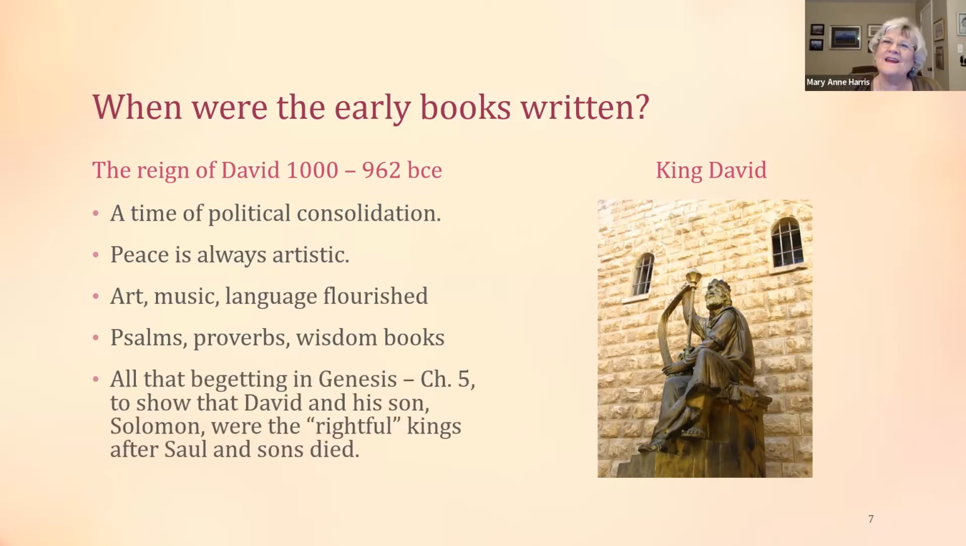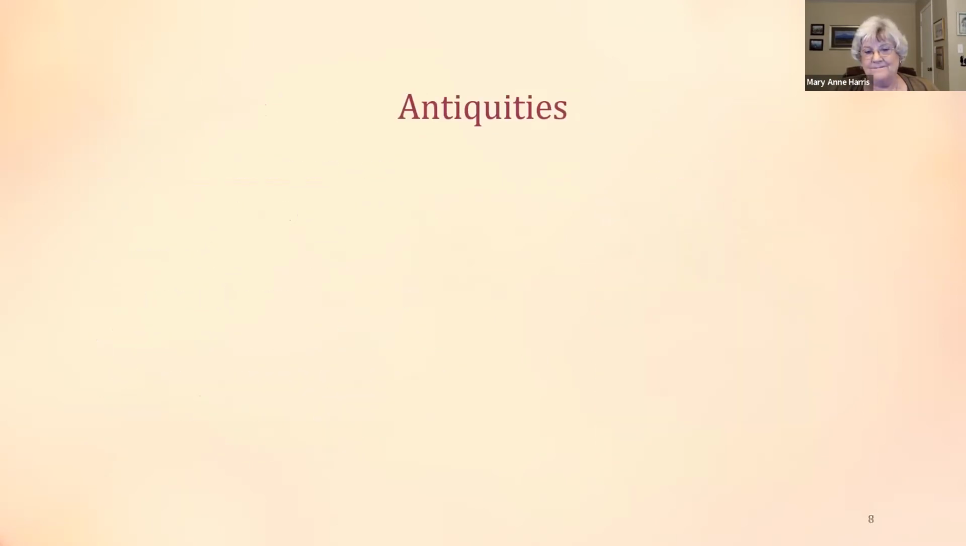And all that beginning in chapter 5 of Genesis, you know, if you ever have trouble sleeping at night, you just pull that chapter out, and within minutes, I guarantee a sound night's sleep. But there was a purpose in that begetting. It wasn't just, let's record a bunch of people. No, it is to show that David and his son Solomon were the rightful kings after Saul and his sons died.